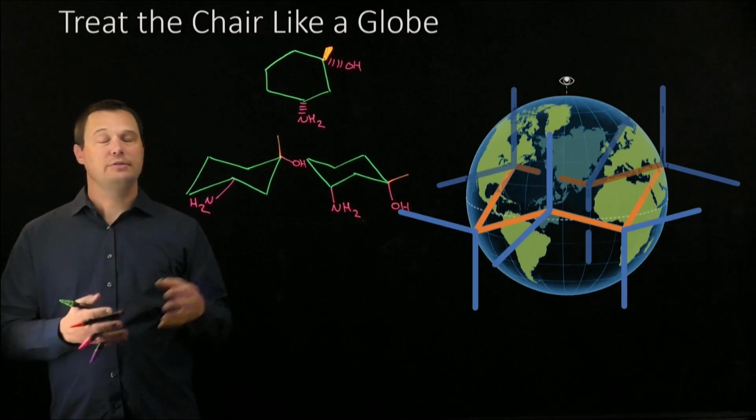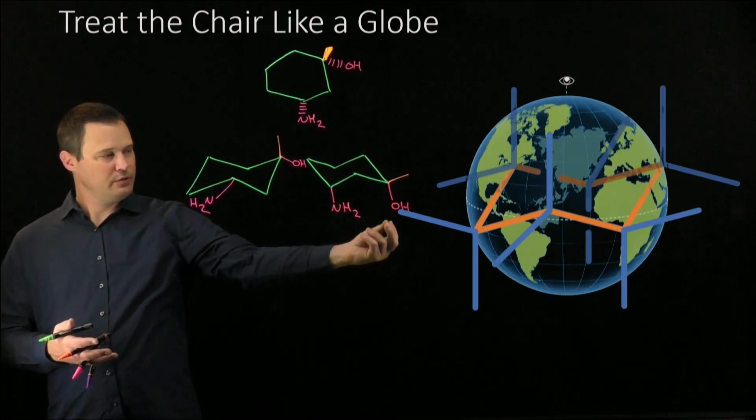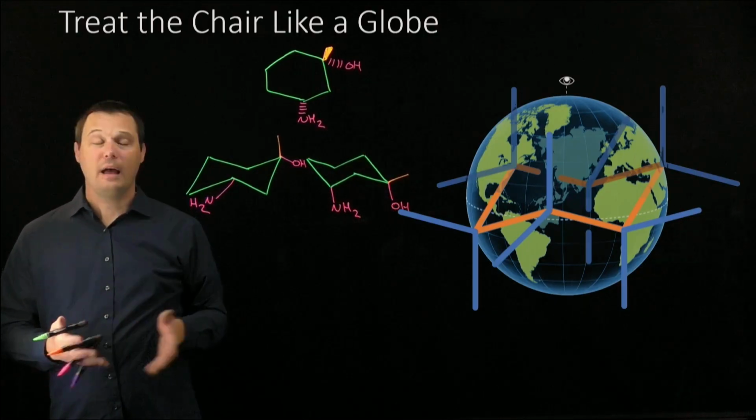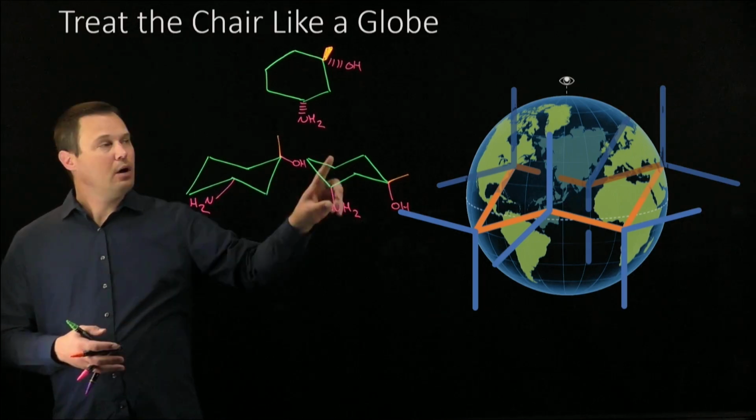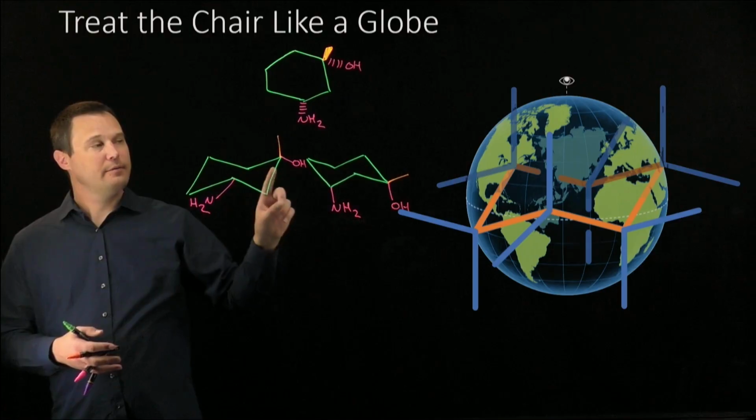Now, let's discuss axial and equatorial. There is an imaginary line that goes straight from the North Pole through the center of the globe and down to the South Pole, and that would be the vertical axis of our globe. All of the axial bonds around our cyclohexane chair are parallel to that vertical axis.